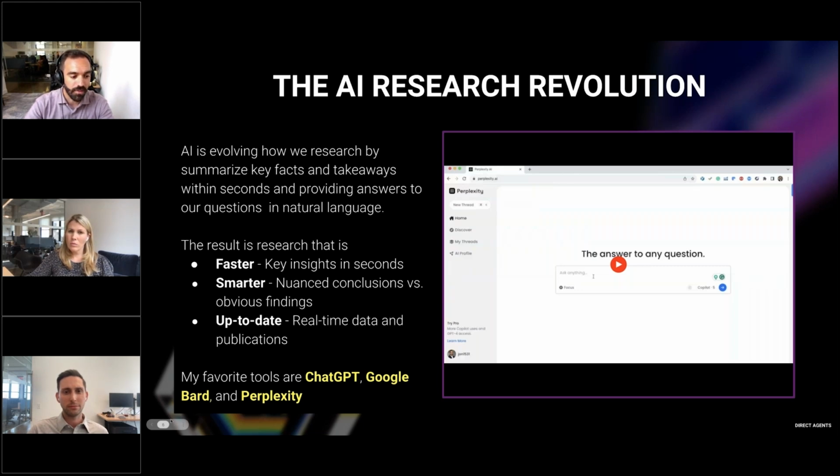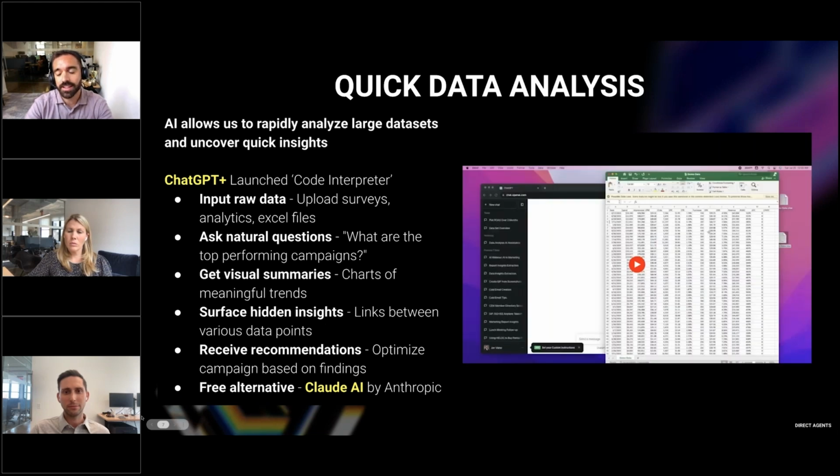I think another area of efficiency, if we can go on to the next slide, is some quick content and data analysis. I don't know if you've all heard, but ChatGPT just launched something like Code Interpreter, and there are dozens of different tools out there that can read and interpret PDF documents.